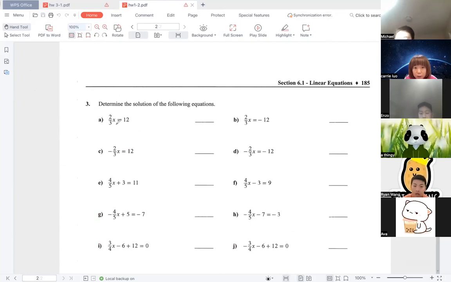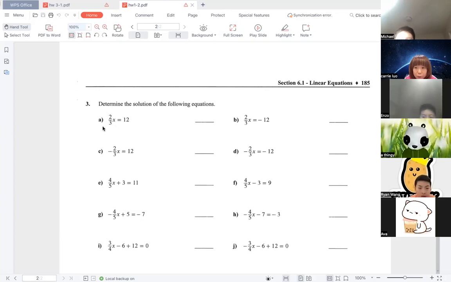So 2 over 3x equals 12. Okay, Athene, how do we do it? Everybody, I want you to be very careful about this part, okay? Michael, do we need a 2 over 3x or just x itself? We need just x, okay? We don't need a 2 over 3x. We want just x.